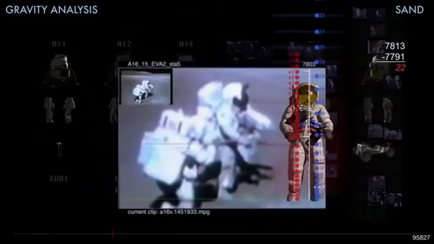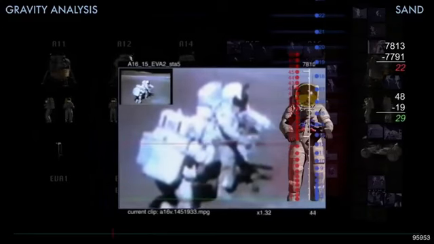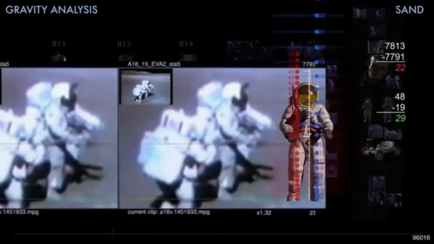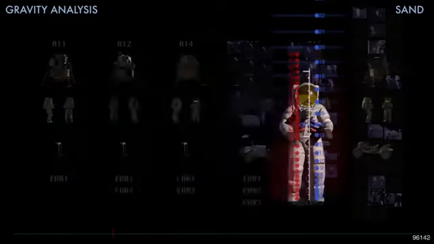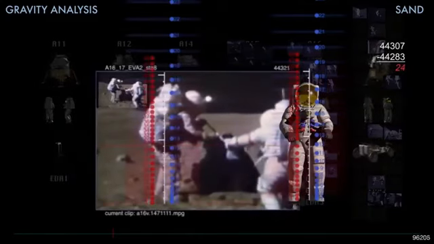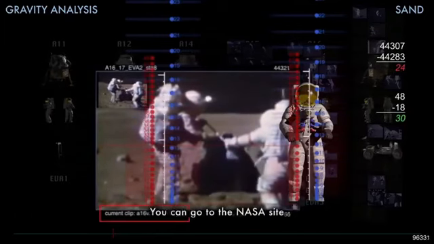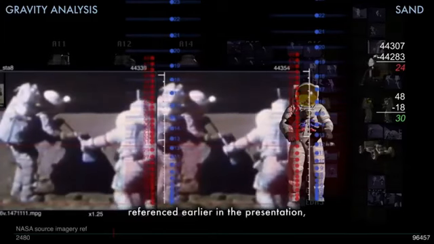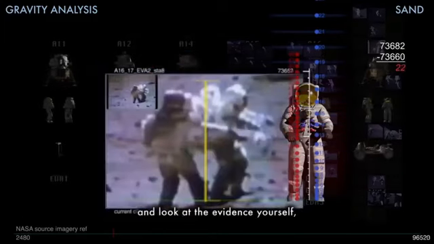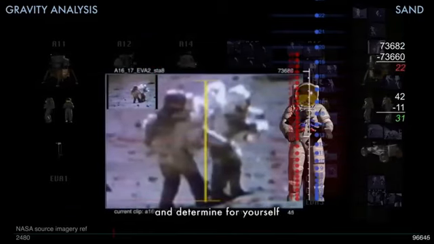In these frames, watch the difference in the speed at which the sand falls. You'll notice that the sand in the left frame hits the surface first before the sand in the right. Again, please notice the clip. It's right next to the bottom. You can go to the NASA site referenced earlier in this presentation and look at the evidence for yourself and determine for yourself what's going on in the footage.